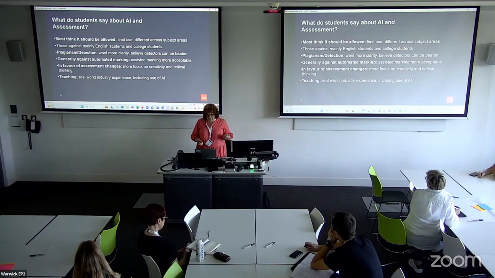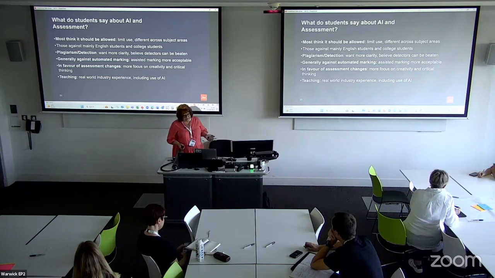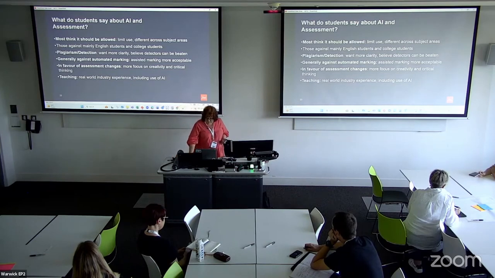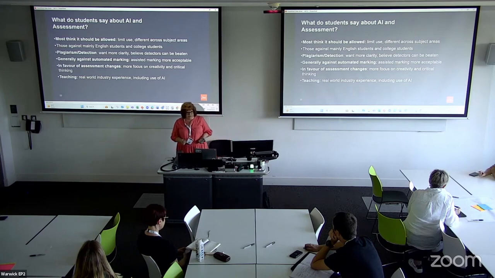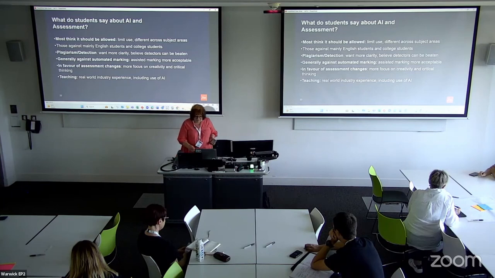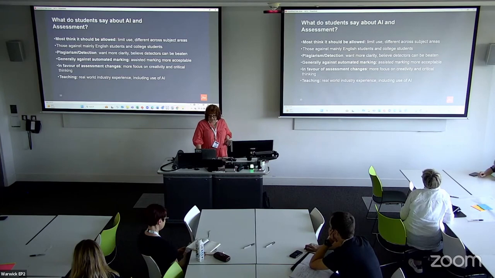Plagiarism detection. They wanted clarity over what's allowed, what isn't allowed. They believe detectors can be beaten. And quite frankly, they were really quite vocal in their dislike of all the focus on plagiarism, which they were taking as thinking that their tutors, their academic staff, were implying they were all cheating. They were generally against automated marking, but thought assisted marking was much more acceptable. They were very in favour of assessment changes, and the students were quite clear that they thought the focus of assessment should be more around their creativity and critical thinking. And they really wanted to move away into a different kind of teaching, less sage on stage, more practical, more involvement, more real world, and include use and potentials of AI.